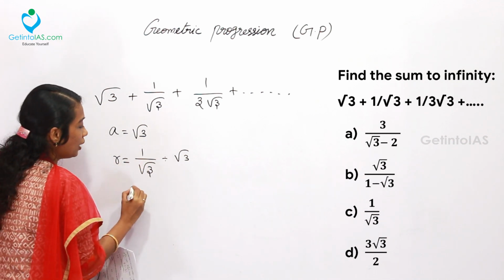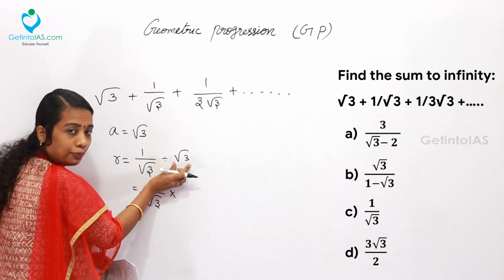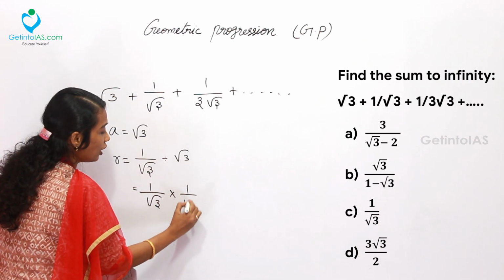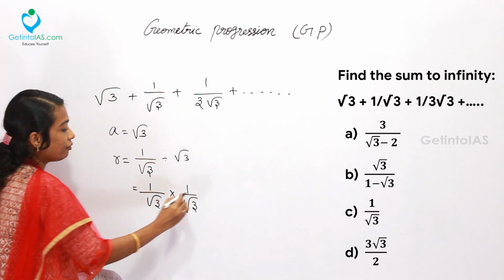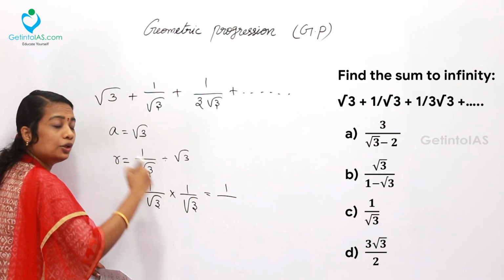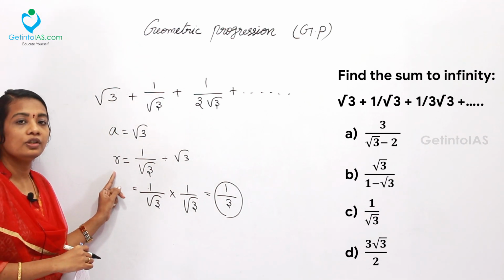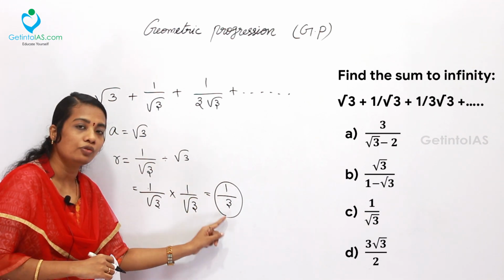So in order to make it a multiplication symbol, you will have to take the reciprocal of root 3. What is the reciprocal of root 3? 1 by root 3. Finally 1 into 1 is 1. Root 3 into root 3 is simply 3. So finally from this I come to know that r is simply 1 by 3.